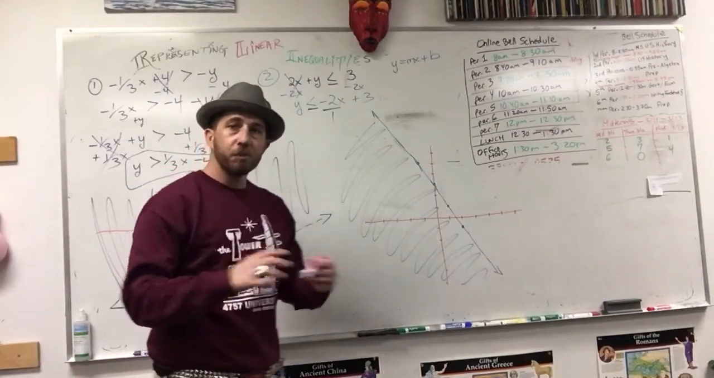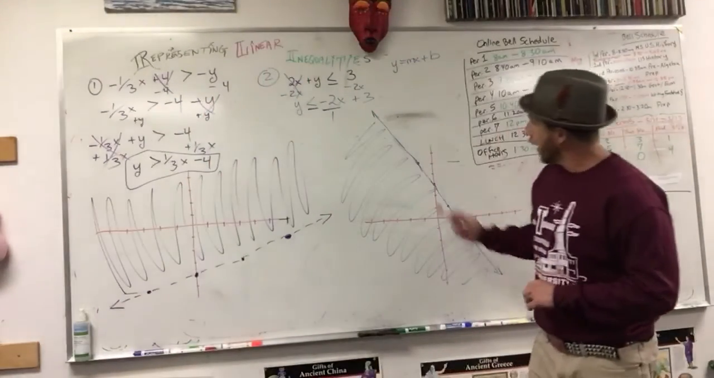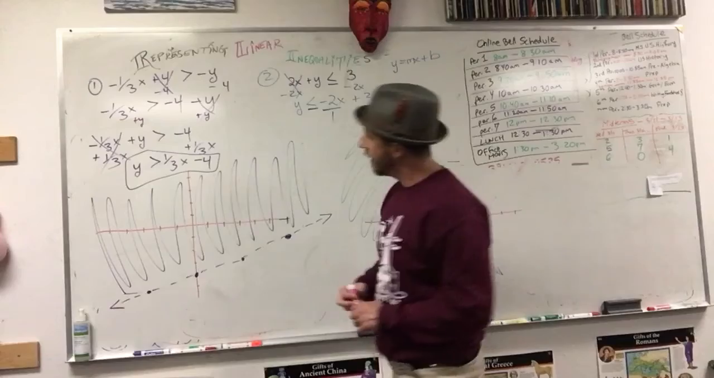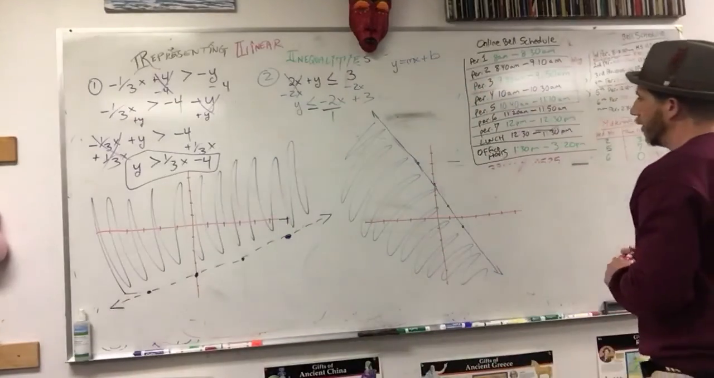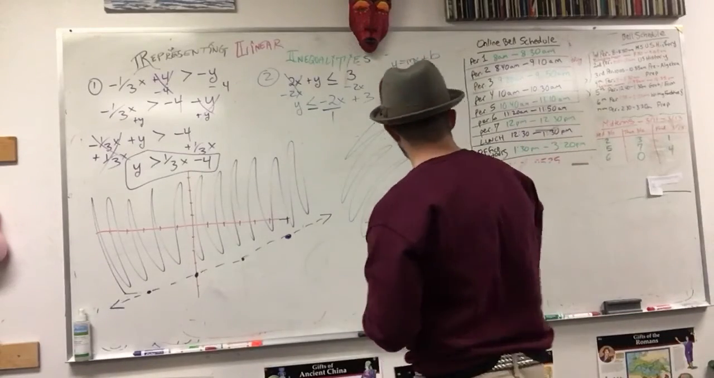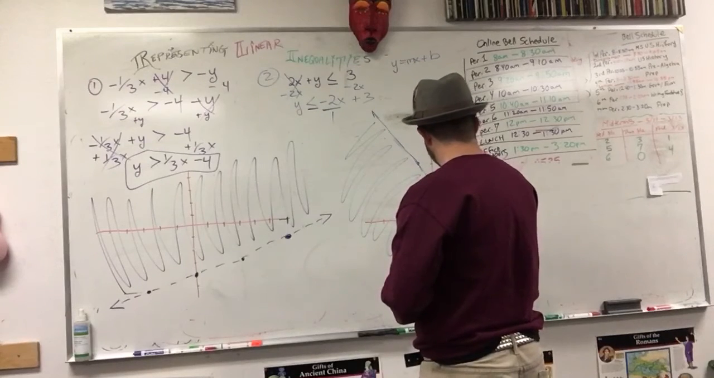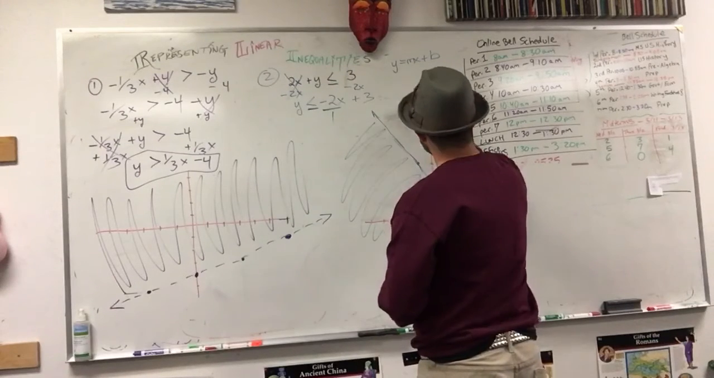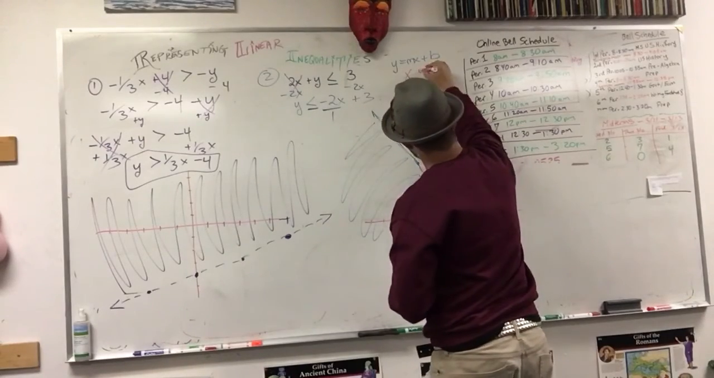Now, let's pick a couple points. How are we doing on time? We're doing all right. So let's pick a couple points in each one of these to go ahead and figure out what we're going to do for checking our work. So let's see, I don't know, how about let's just do an easy one. Let's go -1, 1. So we're going to go -1, 1. That's going to be our checkpoint.